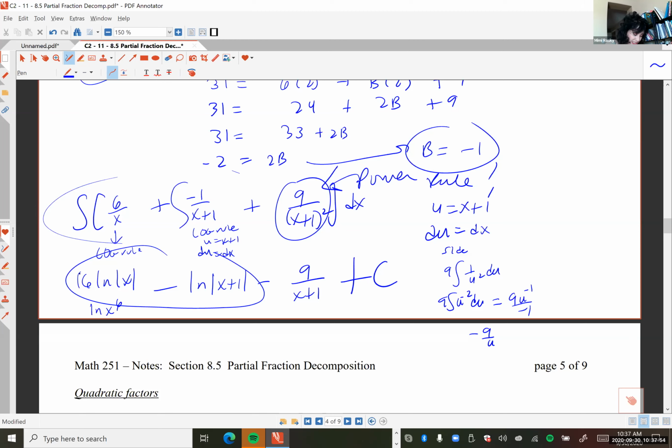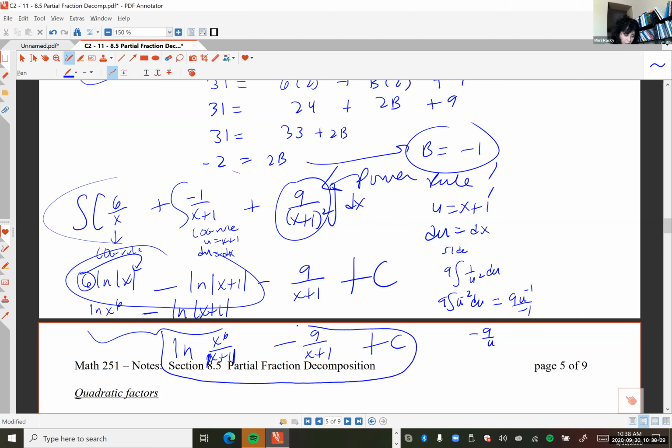So first, this 6 becomes a power, and I have ln x to the 6 minus ln absolute value of x plus 1. And then if you recall, when you have a difference of logs, you can combine that into one big old log, x to the 6 over x plus 1. And technically I probably should keep my absolute value not on x to the 6, because that's guaranteed to be positive, but on the denominator. And then this guy is not a log, so he still stays the same. And there's my final answer. Kind of a mess, but there you go.